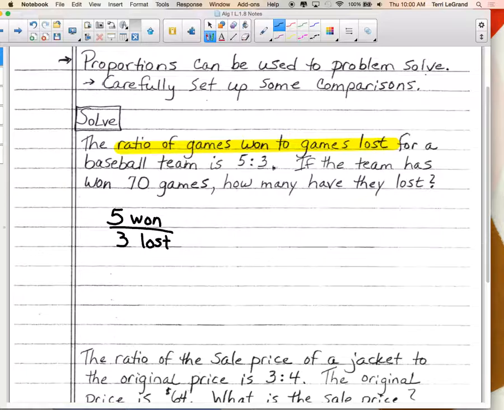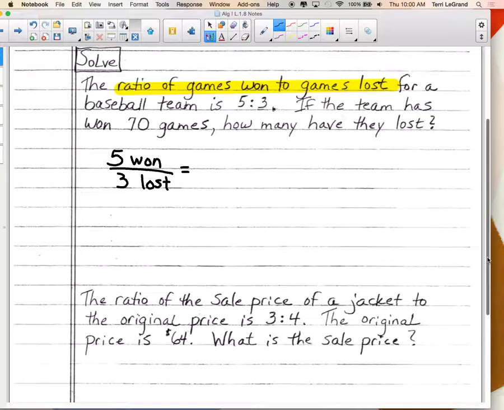And I don't care how easy this problem seems. We need to get in the habit of doing this even when they're easy, so that you set yourself up for success when they're not so easy, okay? Well then, it says if the team has won 70 games, how many have they lost? So what would our other ratio look like? Austin, what do you think?